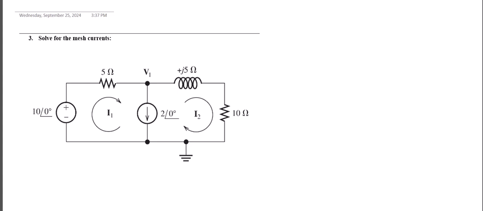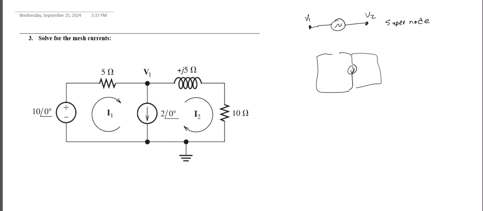So the super node was when you had a voltage source, you had your node, and then you had a voltage source, and then you had your other node. That makes a super node. And when you have a mesh, but what's between the meshes is just a current source, that's a super mesh. And so just like on the last problem, we had our super node equation, we're going to have our super mesh equation, which is that I1 minus I2 equals 2.